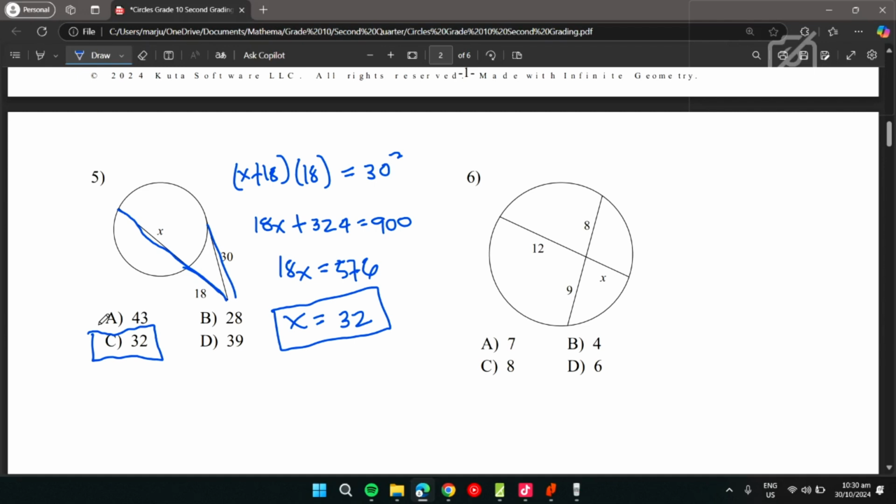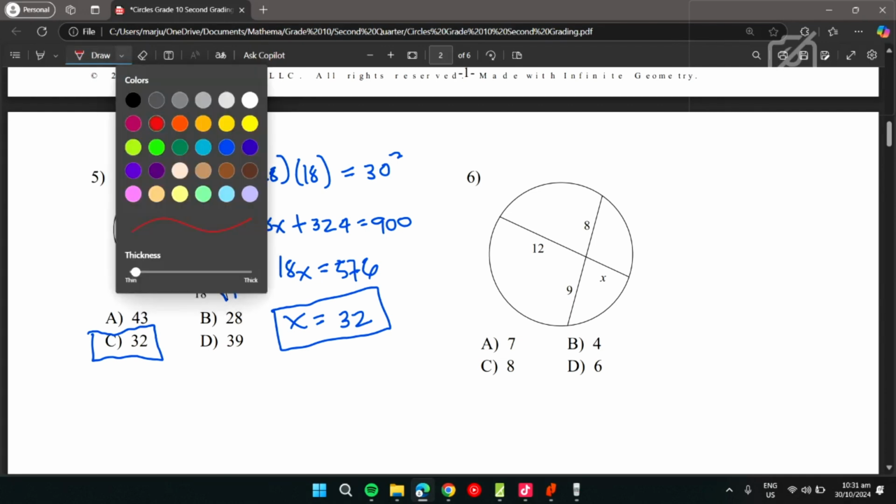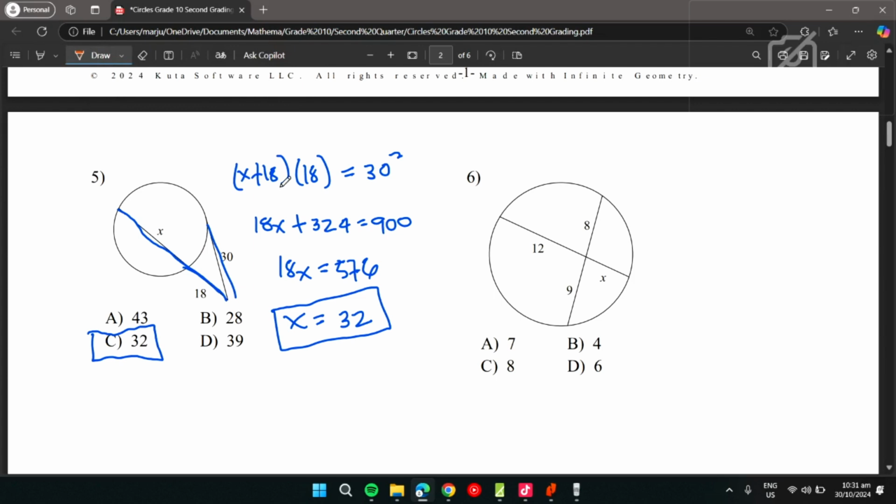That is based on the theorem. When you have a secant and a tangent, the proportion is: the entire secant, x plus 18, times the external part, is equal to the square of this tangent here. That's according to the theorem.